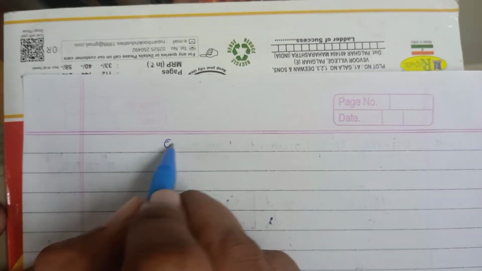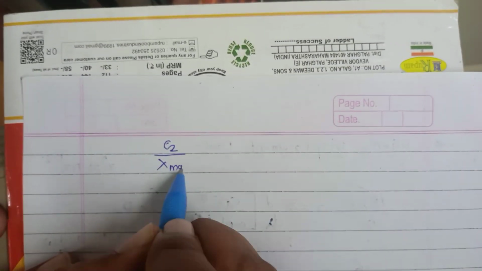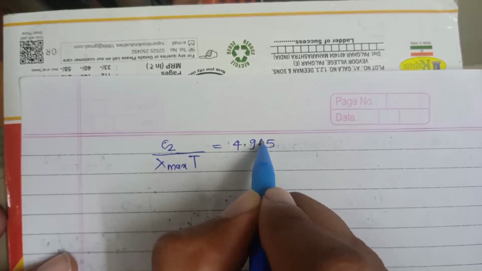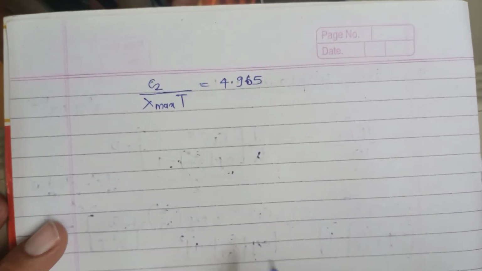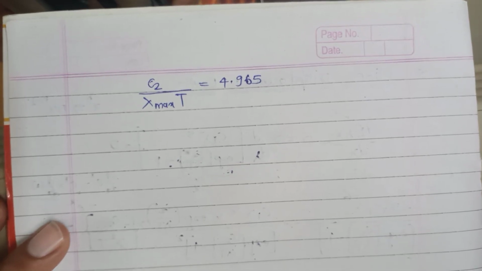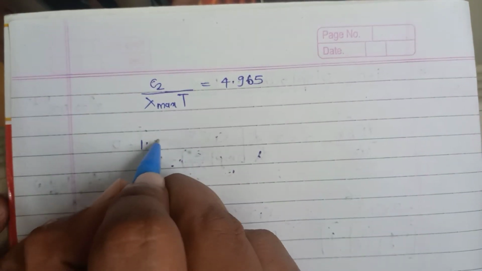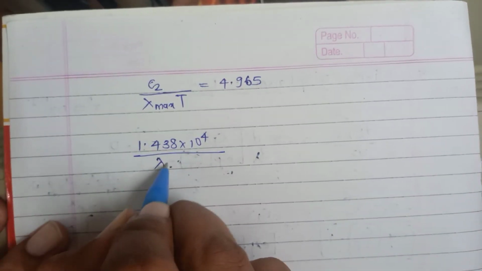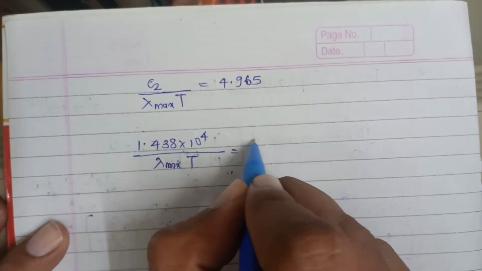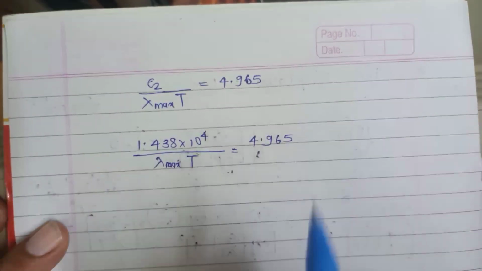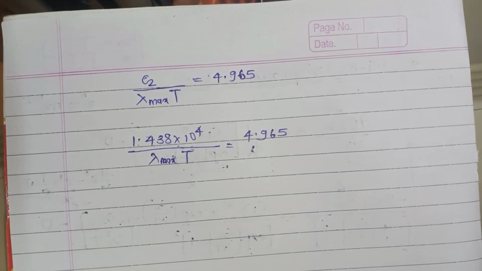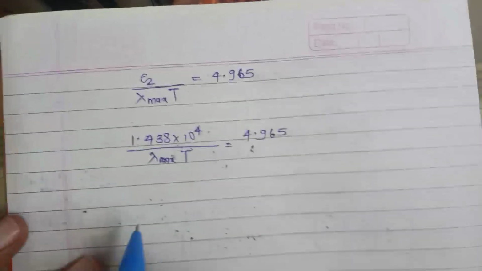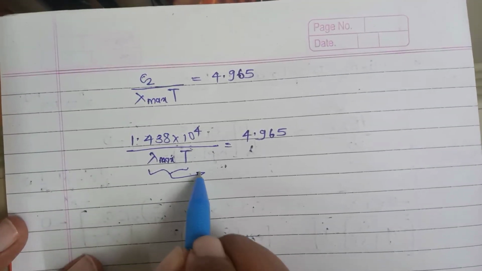Okay, so I will write it once again. So C2 upon, actually this will be lambda max into T. It will be equal to 4.965. Alright, now we will substitute the value of C2, which is 1.438 into 10 raised to 4, divided by lambda max into T. It is equal to 4.965. Remember once again that we are doing all this mathematical treatment to find out the relationship between lambda max and T. So we will take this entire denominator on the other side.